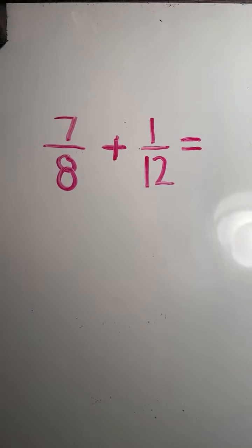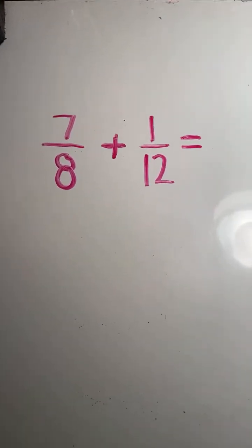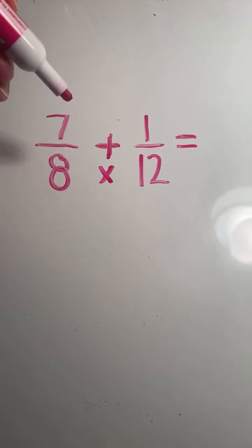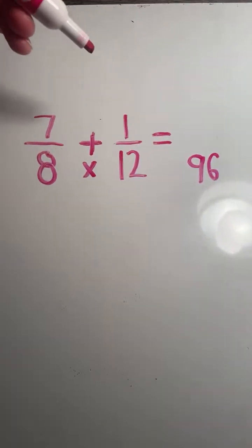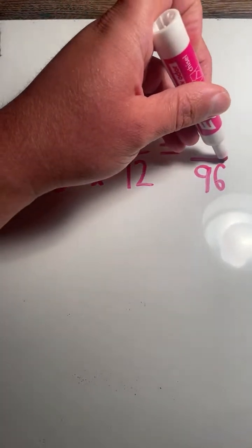All right, next example problem, we have 7/8 plus 1/12. So step 1, we multiply to find a common denominator. So 8 times 12 equals 96. So 96 is going to be our common denominator here.